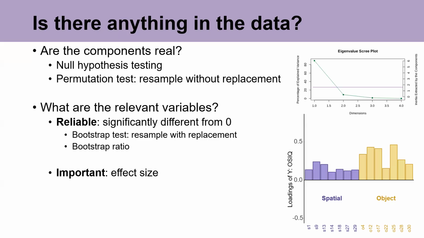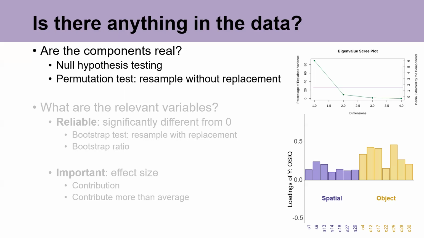We will also look at how big the effect size is for each variable. We know how much it contributes to this dimension, and we compare it to the average contribution. Okay, so let's start with the components, the permutation test.